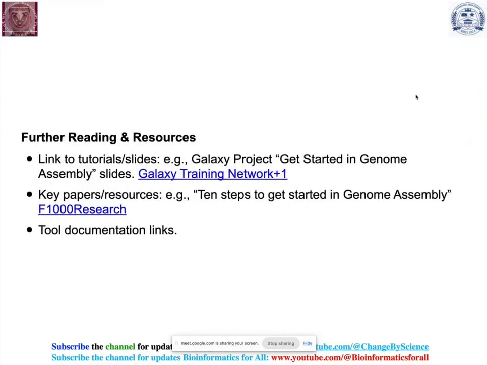So, for further reading and resources, you can go to F1000Research or Galaxy, where you can find a large number of related references. Or if you are not familiar with these two, then simply go to PubMed and search the keywords reference-based genome assembly and de novo genome assembly, and you will get all the information required.